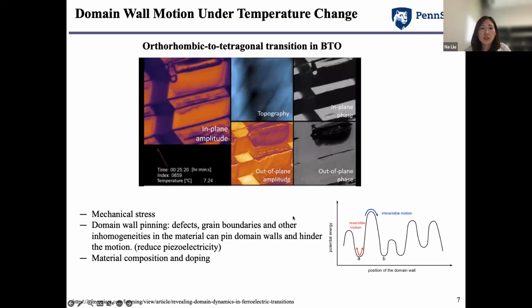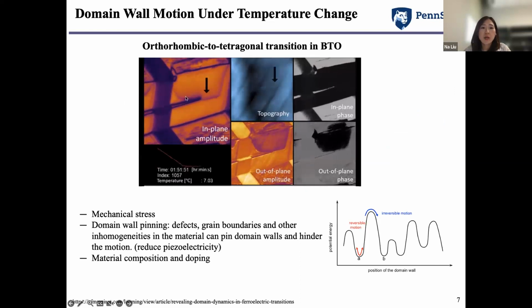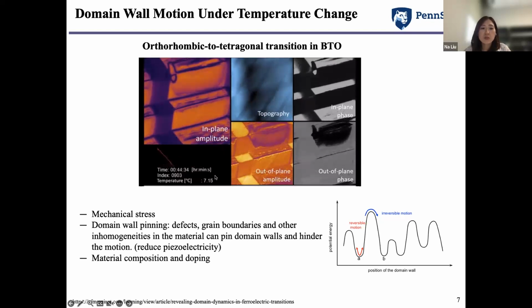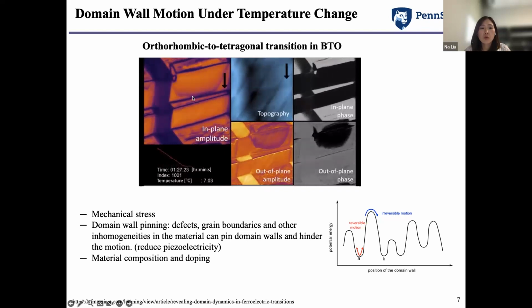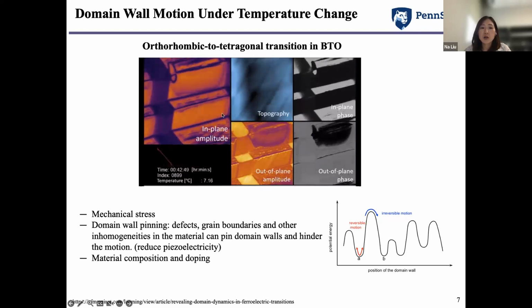Another way to control the domain wall motion is by changing the temperature. So for instance, in this BTO system, by increasing the temperature, the phase can transform from the orthorhombic phase to the tetragonal phase. So they used piezoresponse force microscopy to capture how the domain walls move, or how the phase transforms, and with respect to the domain walls, the domains rearrange in the different phases.